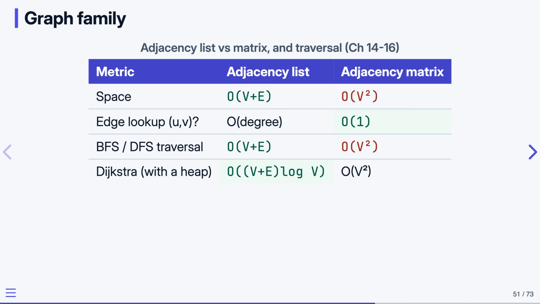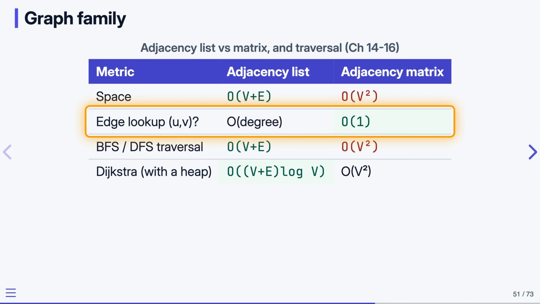The graph family. The two ways to store a graph: an adjacency list and an adjacency matrix. An adjacency list stores only the real edges, so its space is big O of V plus E. A matrix reserves a slot for every possible pair, which is big O of V squared. Asking is u connected to v costs big O of the degree in a list, but only big O of 1 in a matrix. That is a single direct cell read.